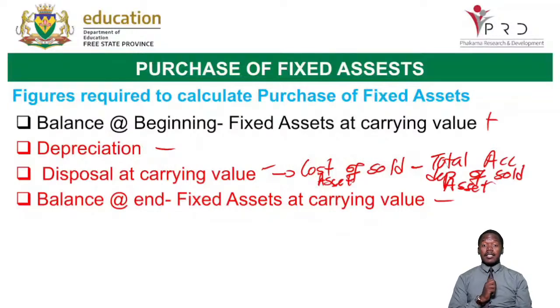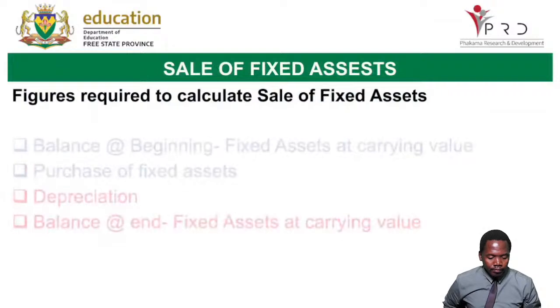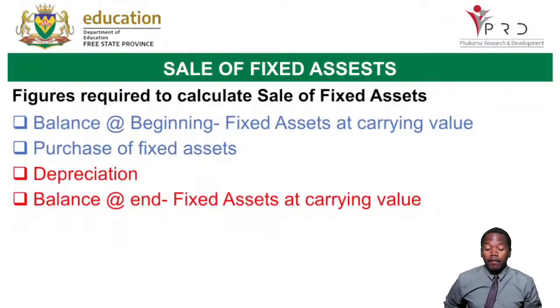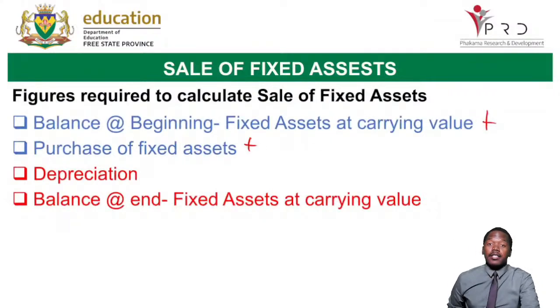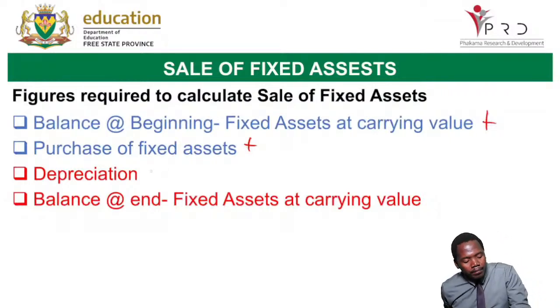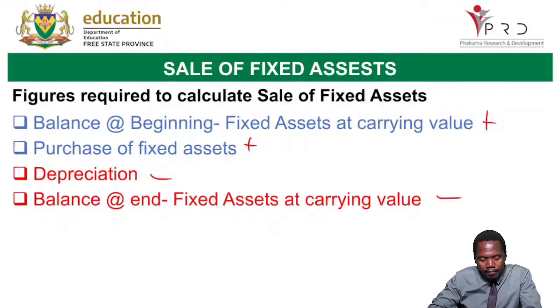Now we must expect this question also, just like the other items we have dealt with. Now let us look at how to calculate the sale of fixed asset. How is this calculated? Which figures do we need? We need the balance at the beginning for fixed asset at carrying value. We need also the purchase of fixed asset, meaning we add these two items. The items in navy are going to be added together. And then we subtract the depreciation. We also subtract the balance at the end at carrying value.